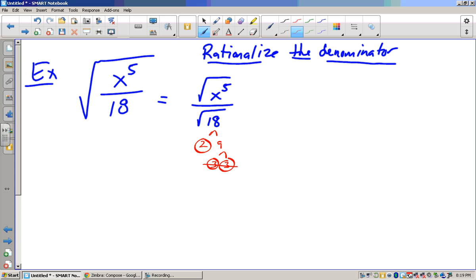I have a pair of 3's, so I take out the 3, and I'm left with the square root of 2. And this is over. Let's simplify the top. Well, it's odd, so leave one back. Becomes 4. Cut it in half. You get x squared.